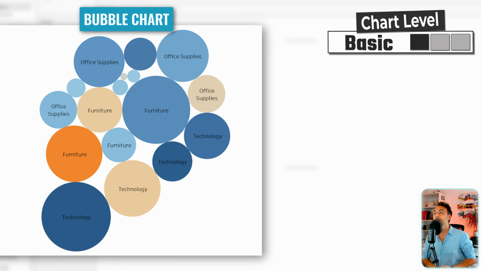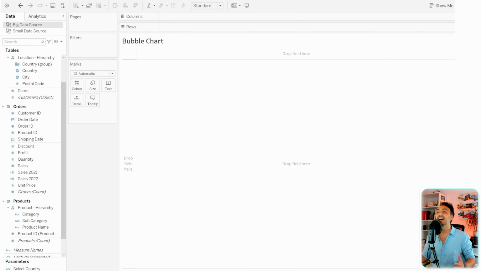Bubble charts in Tableau are a really great way to add a lot of dimensions and measures in one single view. Bubble charts are like circles, and we can define a lot of things in the circle, like the colors, the size, and we can put text inside it. So let's have an example.